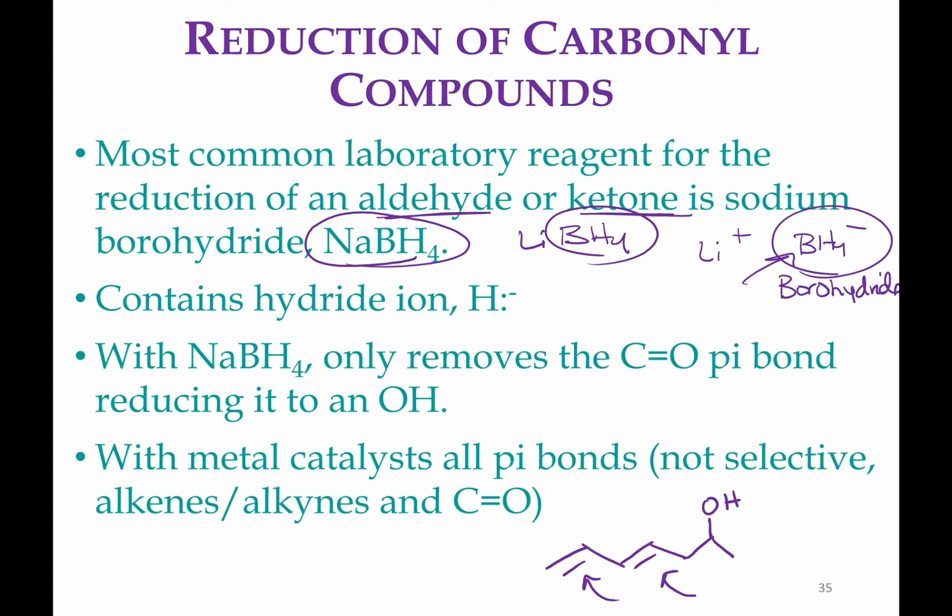And that's a lot of times what we're looking for. It's selective. So it does contain a hydride anion, and it only removes the carbonyl group. That pi bond, it's going to reduce it to an alcohol. But with our metal catalysts, all the pi bonds, it's not selective. It's going to get reduced. So this one is preferred. How does it happen? Why is it selective?